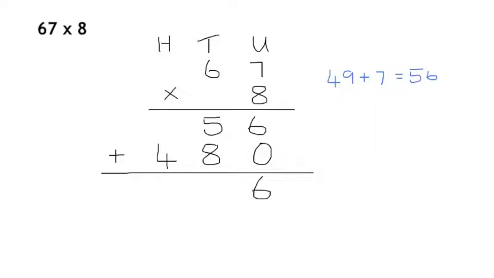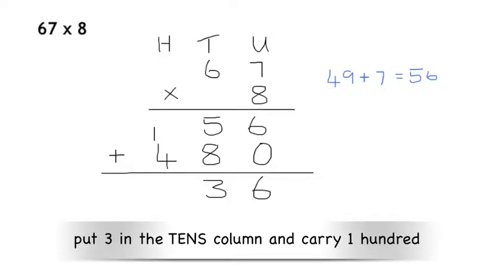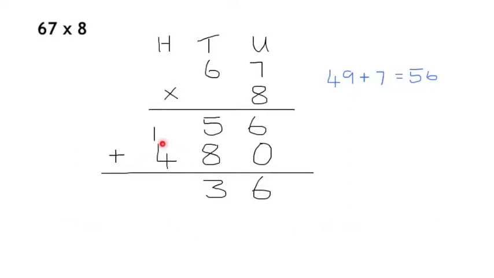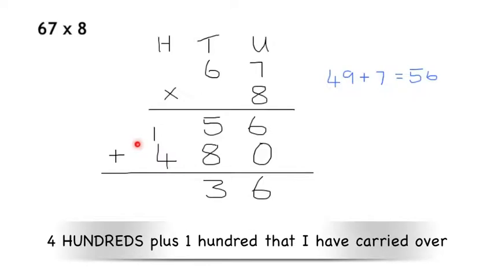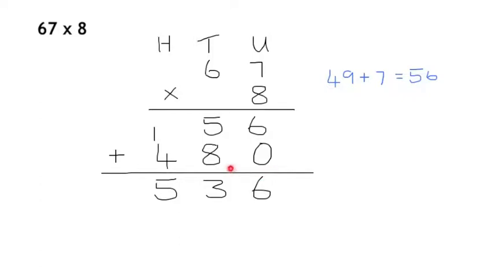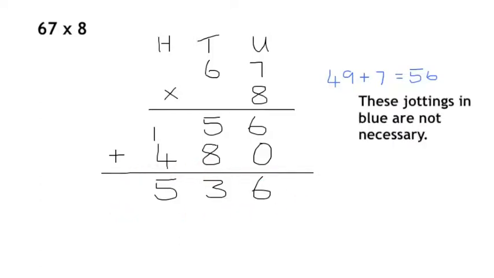6 plus 0 is 6. 5 tens plus 8 tens is 13 tens. I put down the 3 in the tens column and carry over 100. 4 hundreds plus the 100 that I have carried over is 500. So my final answer is 536.